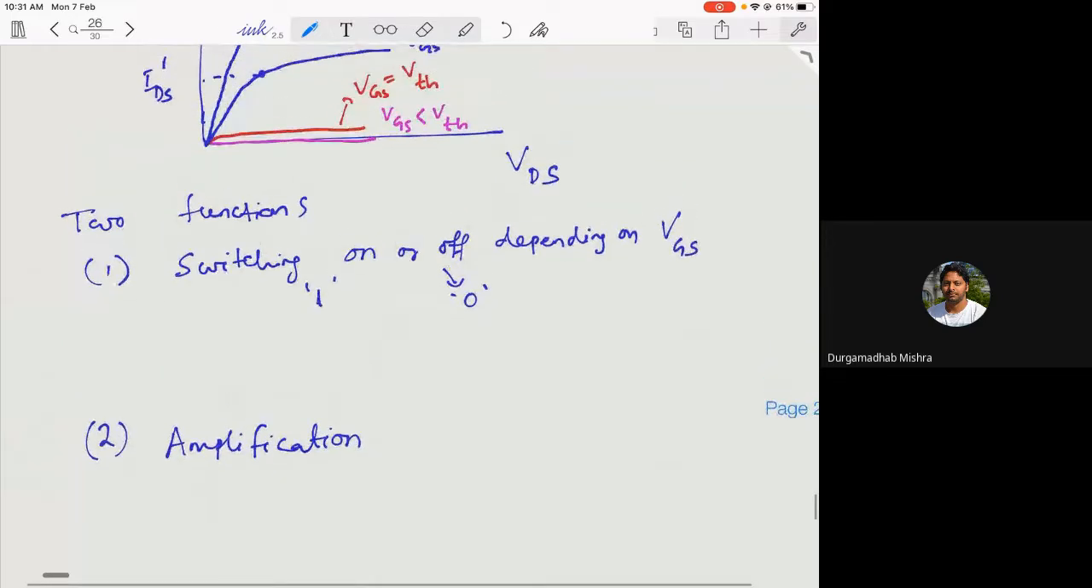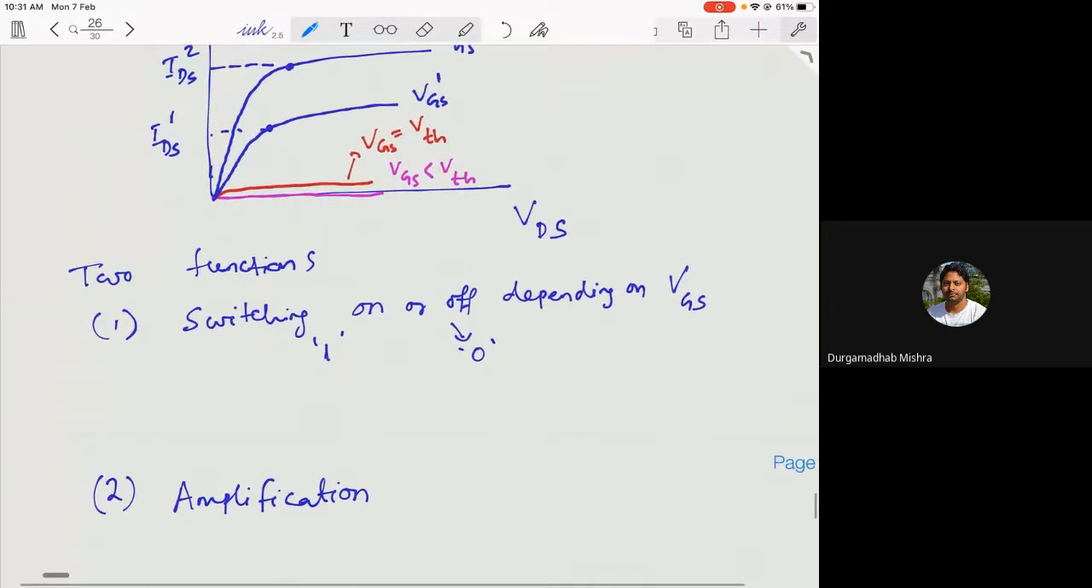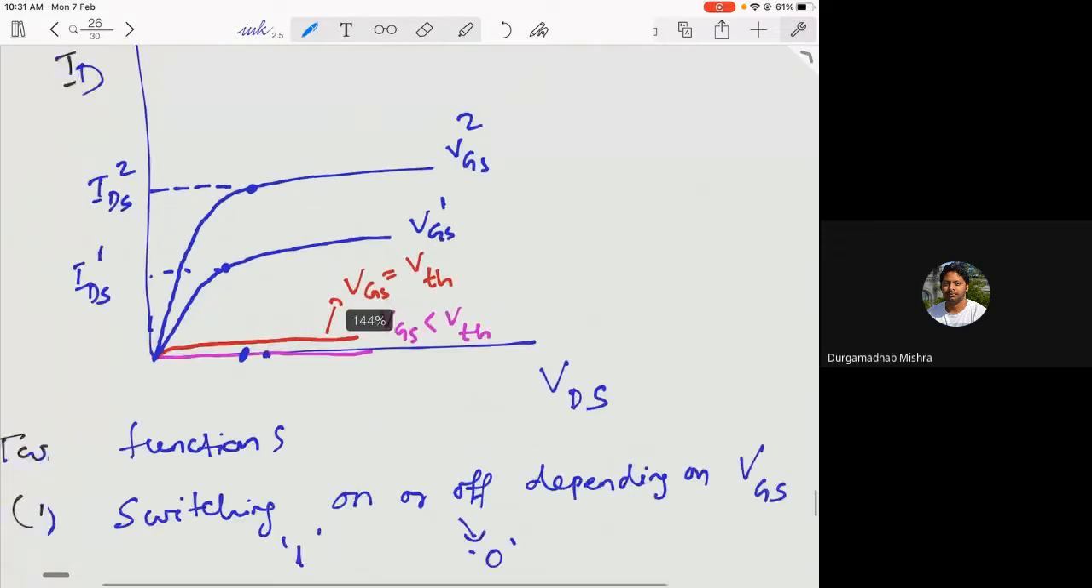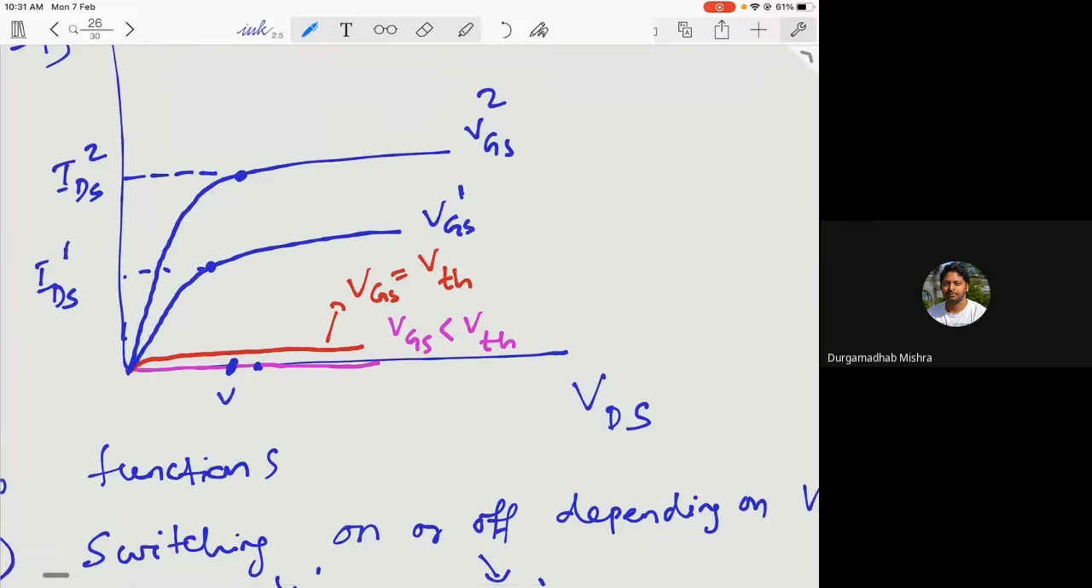How? Now if you increase VGS, for the same VDS, let's say this is the VDS I'm applying. Okay, so let's go back to this here. So this is my VDS. For the same VDS, now if I am increasing the gate voltage VGS, I can increase the saturation current.